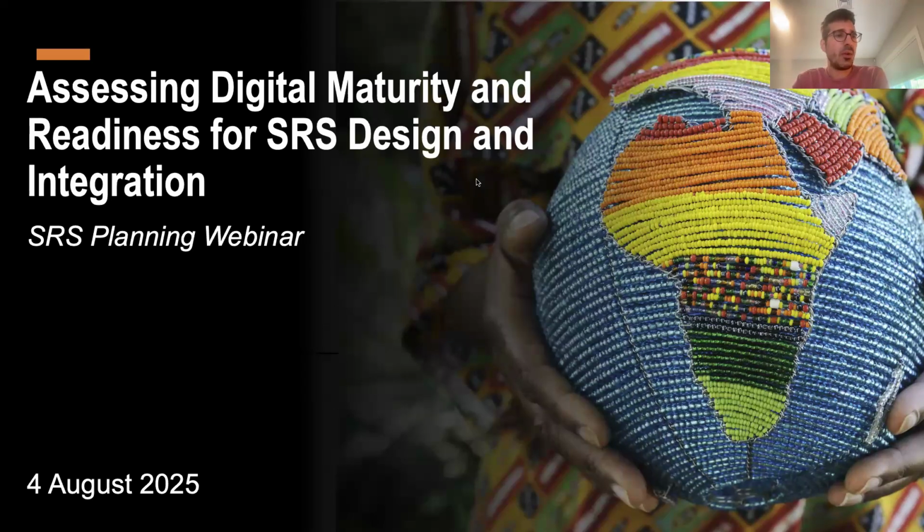So today we'll be talking about a checklist that we've pulled together to assess digital maturity and readiness for SRS design and integration. Like Patricia mentioned, we know that these are topics that have come up a lot as you undergo your planning grants. This is a draft of information. So everything that Kelsey sent out yesterday is in draft form. We're talking about it today as a draft.